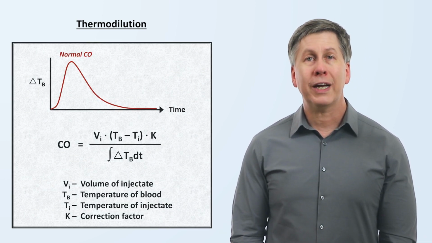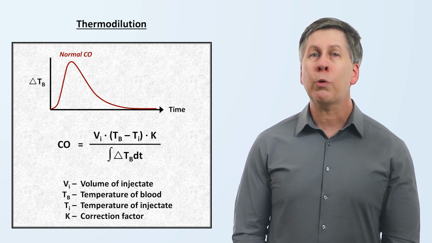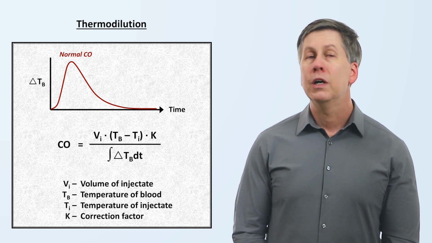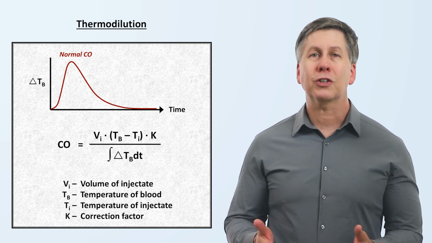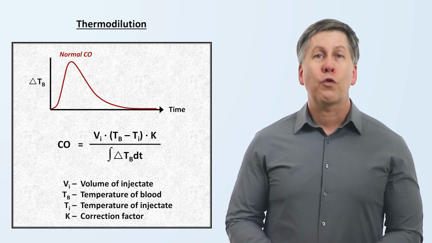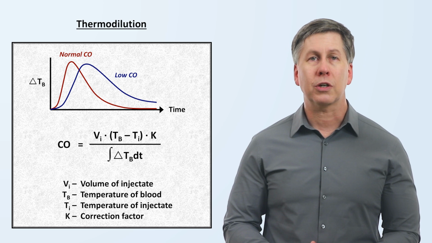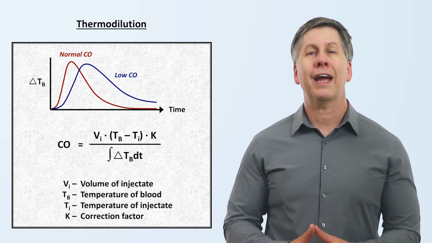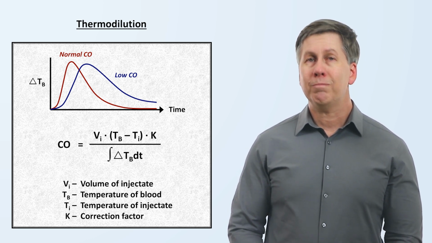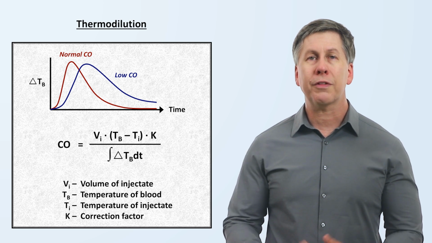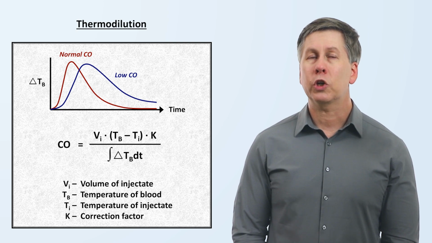This generates a curve of change in temperature as a function of time, in which the cardiac output is inversely proportional to the area under that curve. This is done automatically by a computer. There's no need for healthcare professionals to do calculus at the bedside. For a patient with low cardiac output, it takes longer for that cooled blood to make its way completely past the thermistor, resulting in a wider curve and larger area. Disadvantages of thermodilution include that, as mentioned, it also requires an invasive pulmonary artery catheter, and it's also not accurate in the setting of intracardiac shunts and tricuspid regurgitation.